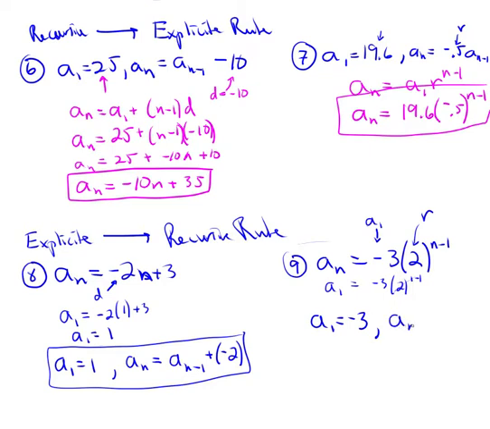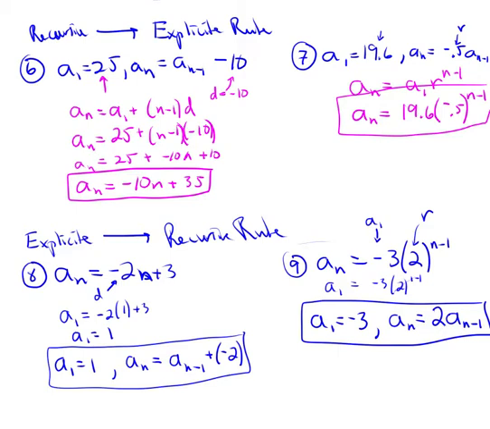A sub n equals, now we start with the recursive rule, so times 2, and then we multiply it by the previous number for the recursive. And then we've got our final answer here.